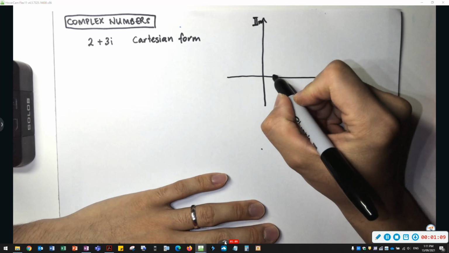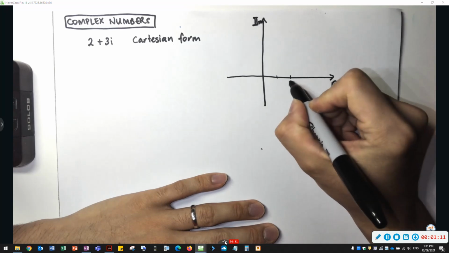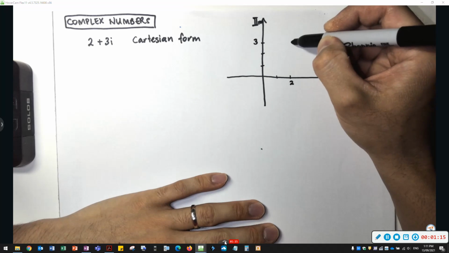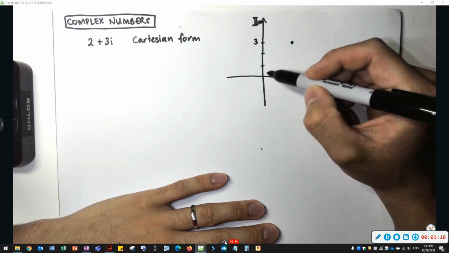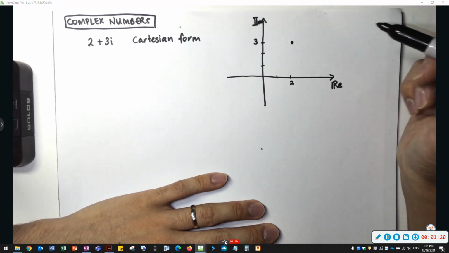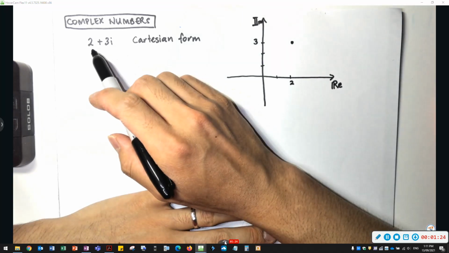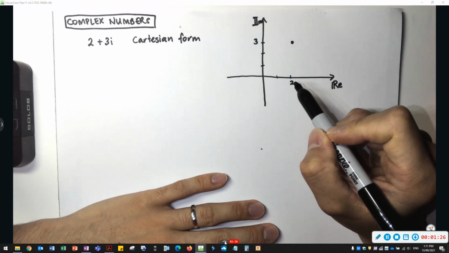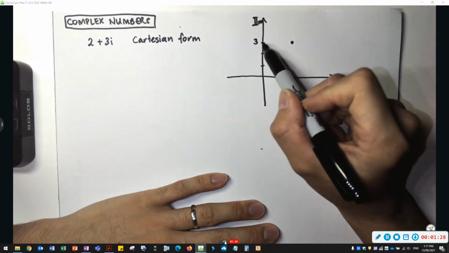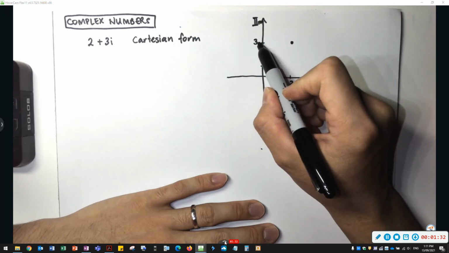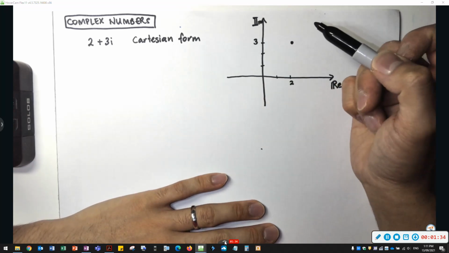So 2 plus 3i is simply 2 across and then 3 up, and then we just put a dot there. You don't draw a line, it's just that point that represents 2 plus 3i. If it was just 2, you place a dot on 2. If it was 3i, you put a dot exactly on 3i. Now you don't need to write the i on the vertical axis.